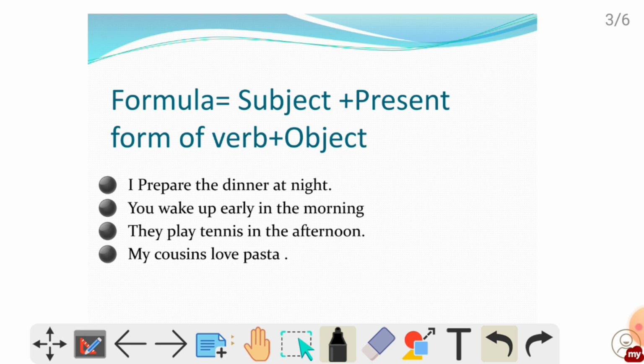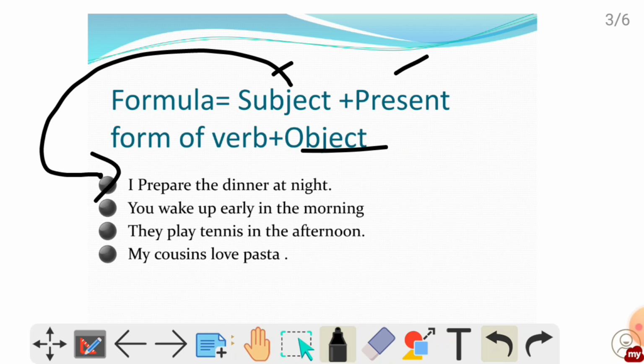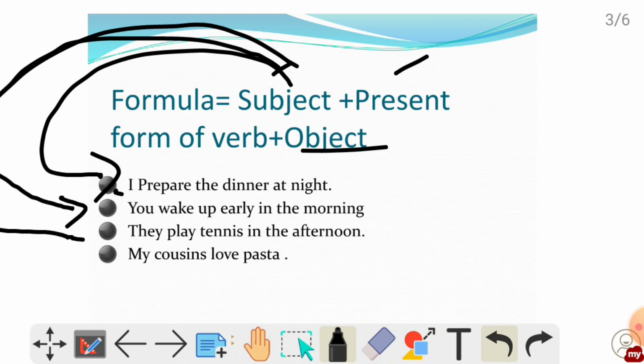So formula is very simple here. A subject needed, present form of verb needed, object needed. So what is subject? Subject is basically the person who is doing the job, right? Who is doing the work in a sentence, who is performing the act, is actually the subject. For first sentence, I is the subject, next you, then they, my. These are the subjects, right?